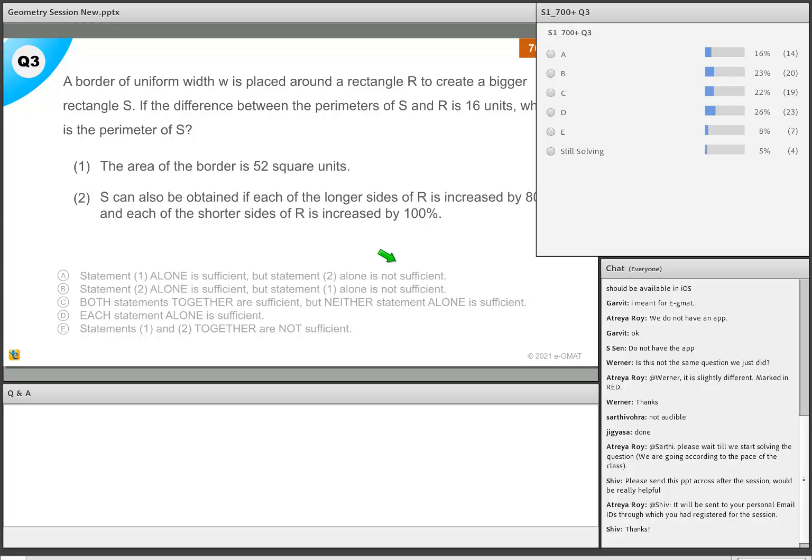Okay, check this out now. This time, A, B, C, D, all four options have almost the same number of votes. The majority is D, but just see how small the majority is, 26%. Then there's 23%, 22% with B and C. A also has 16, so it's only E that really has 8%. But yet again, every choice has votes.